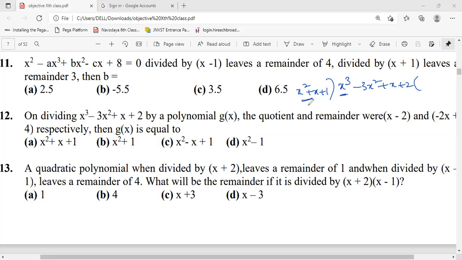Here x cube is there, here x square is there. That means if you write x here, then you will get this. We have to multiply this x into the total. That means x cube plus x square plus x. What we are getting, we have to change the signs.